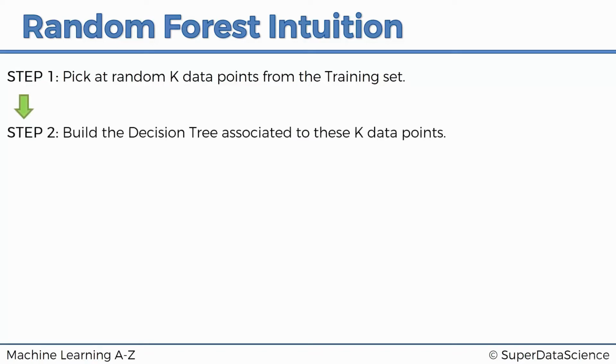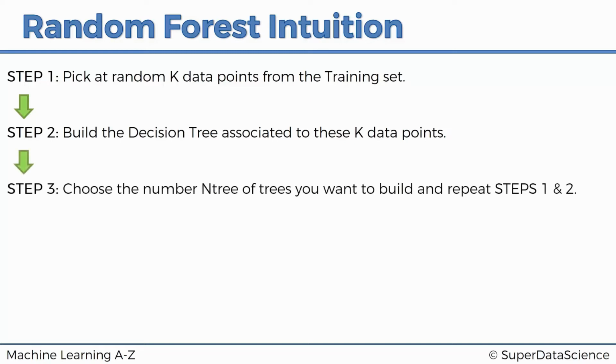Then we're going to build a decision tree associated to these k data points. Rather than building a decision tree based on everything in your dataset, you're just building a decision tree based on those data points that you select, so a subset of your dataset. Then you choose the number of trees that you want to build, and you repeat steps 1 and 2. So you just keep building and building these trees. You're building lots of regression decision trees.